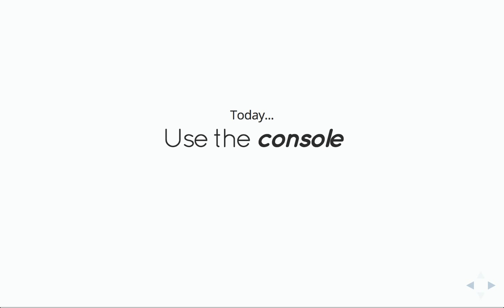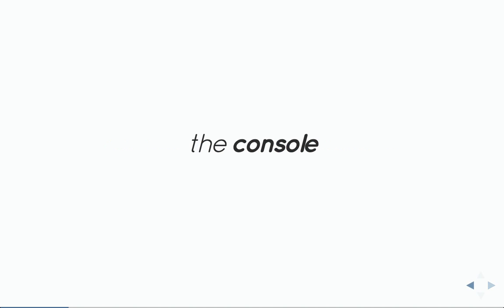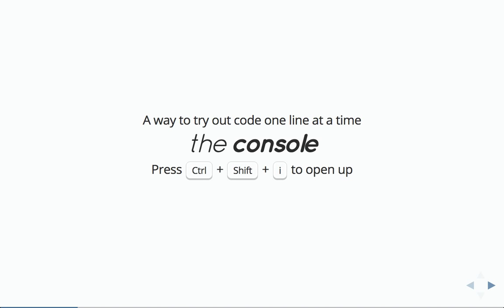Today we're going to use the console and learn how to call functions. Like we were saying in class, coding is a way of giving instructions to the computer. One way to give instructions to the computer is through the console. The console lets us try one line of code at a time. I'm going to show you how to pull up the console by pressing Ctrl-Shift-I in the browser.